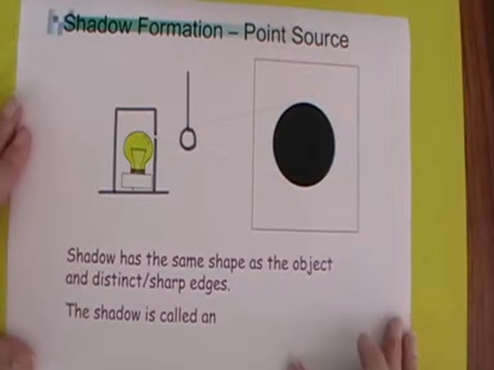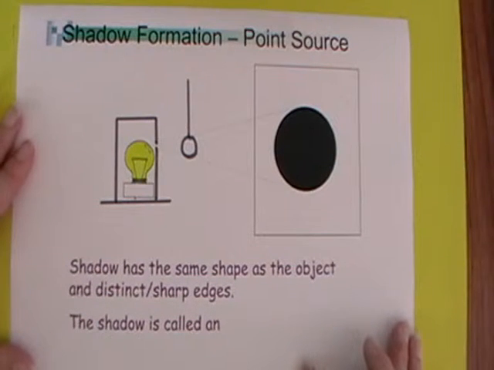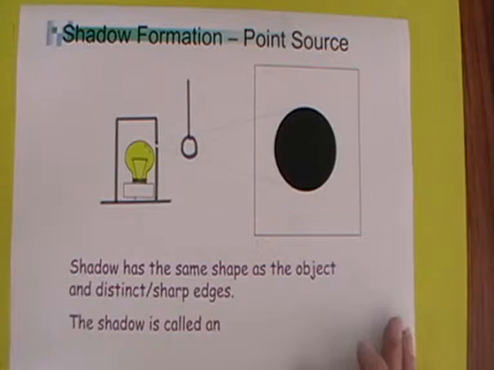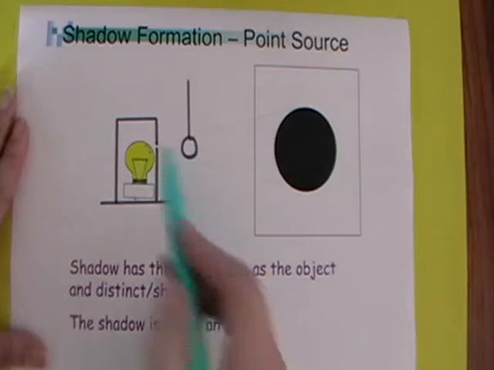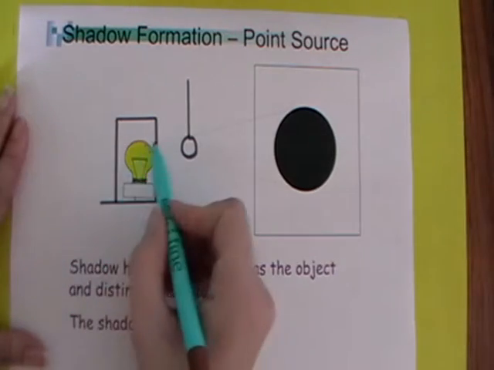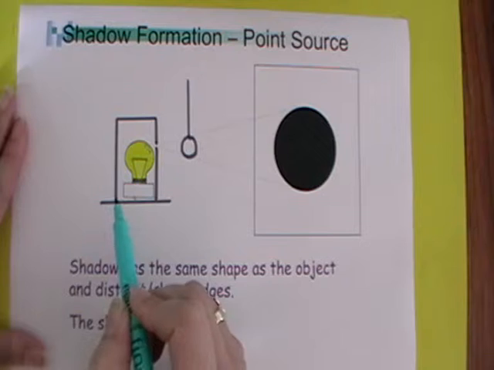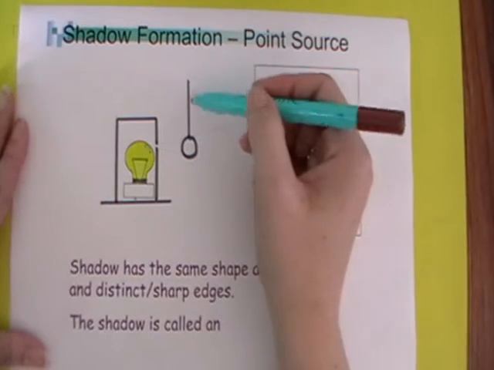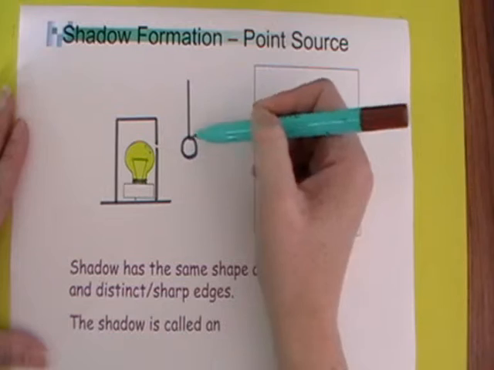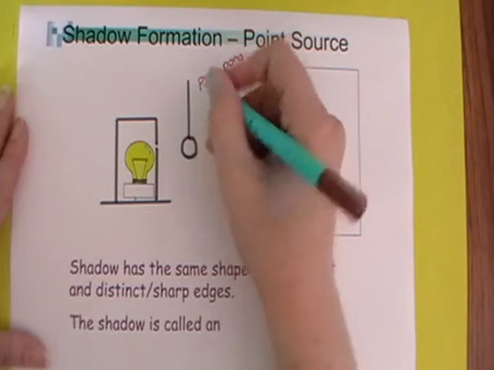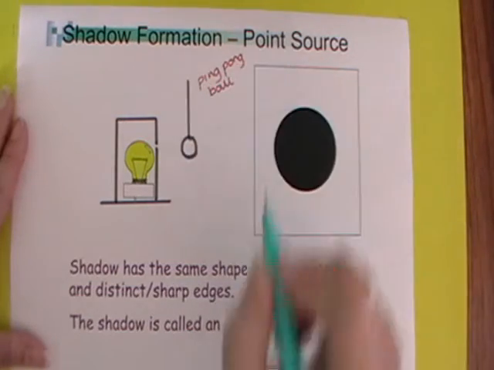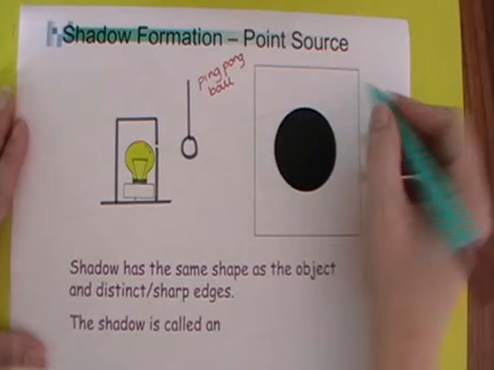Light travelling in straight lines, and the formation of shadows, is more evidence to us that light does travel in straight lines. In this diagram we have a light bulb inside a black box, and there's a tiny little hole in front of it through which the light can pass. In front of the light box we have a ping pong ball, hanging from a string. And this is a screen.